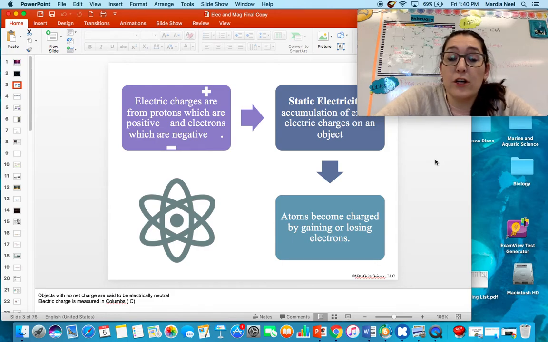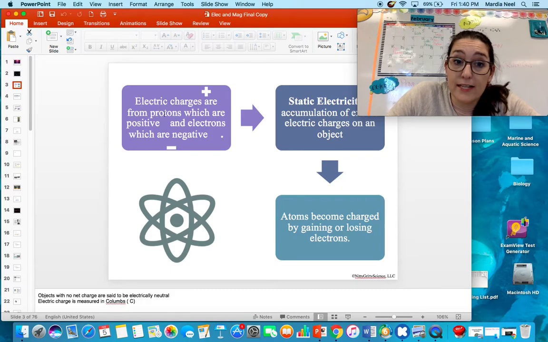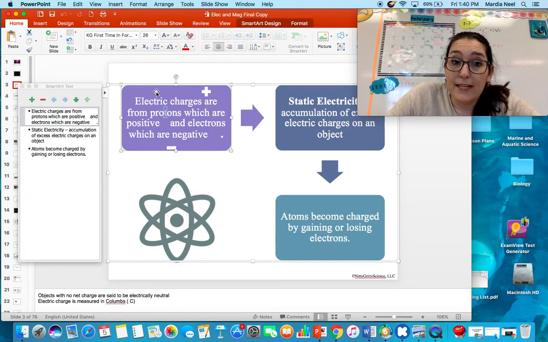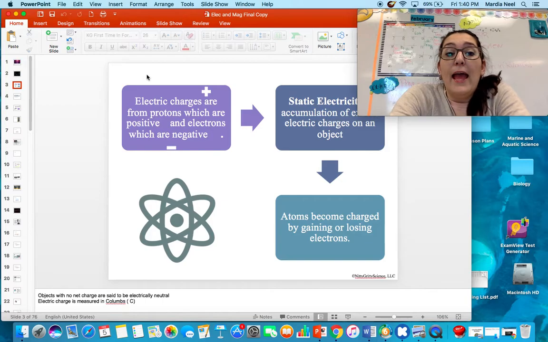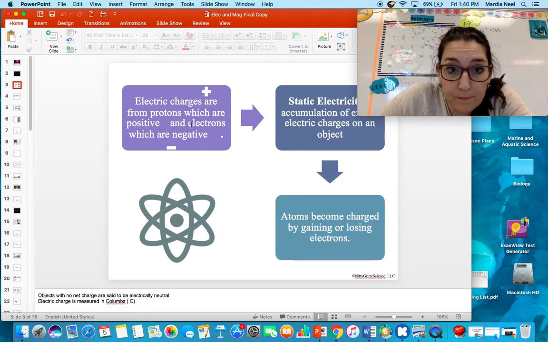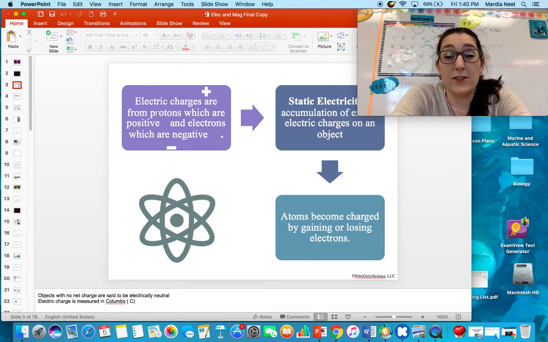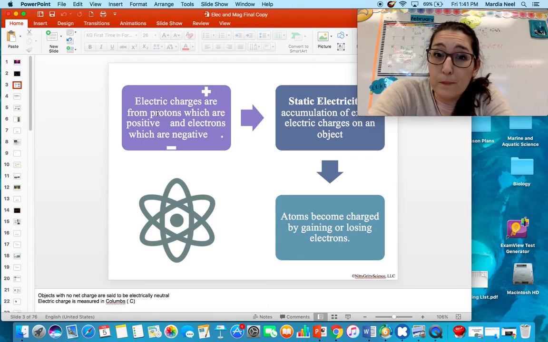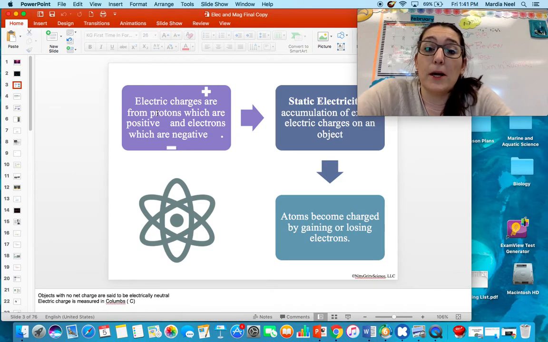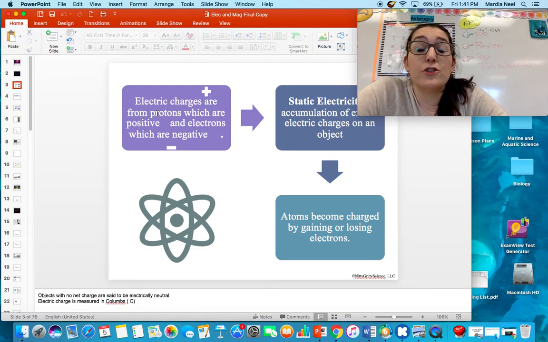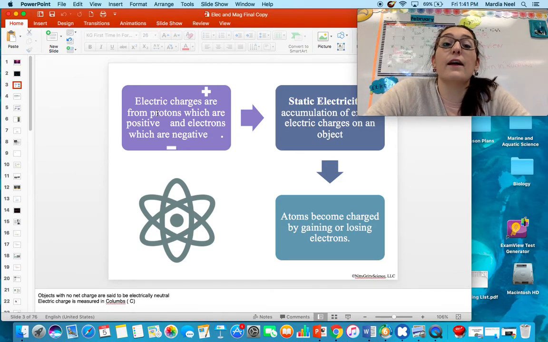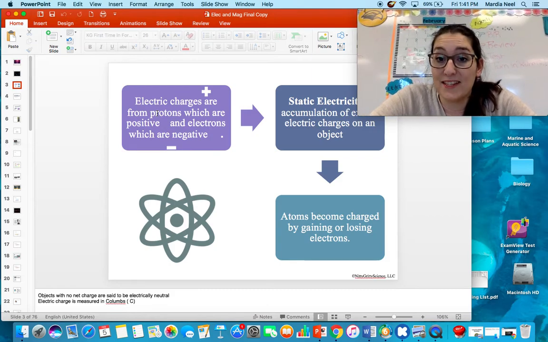So electric charges are from protons, and protons are positive because they have that letter T in the middle, and that T means they're positive, and electrons are negative. It has the E in the very center of the electron. If you look right here, it's got that little negative sign across the very bar of the word electron, so that means they're negative. So those charges are from protons and electrons, which are positive and negative.